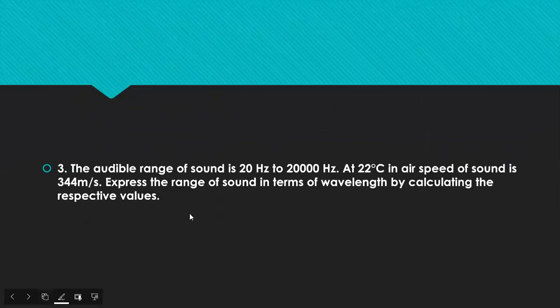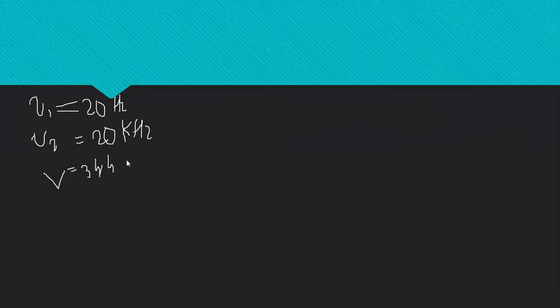The audible range of a sound is 20 Hz to 20,000 Hz at 22 degrees Celsius. That means room temperature. In air, speed of sound is 344 meter per second. So we have to express these frequencies in terms of wavelength by calculating the values. What is given? We are given frequency 1, that is the minimum, equal to 20 Hz, and the maximum frequency we are given 20,000 Hz, that means 20 kHz or 20 kilohertz, and velocity we are given 344 meter per second.